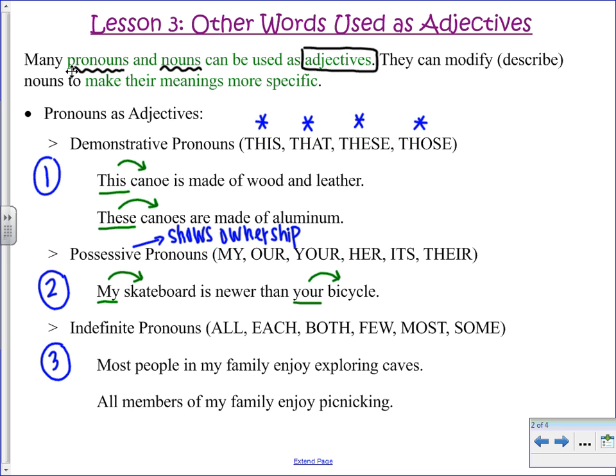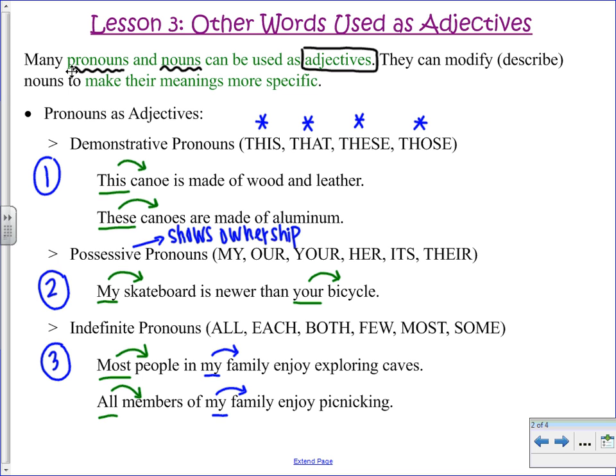So in our sentences, our first sentence: most people in my family enjoy exploring caves. Most, the indefinite pronoun most, is modifying people, telling me which people. And then all members of my family enjoy picnicking. All is modifying members, telling me which one or which ones. Actually, I have some possessive pronouns in here too: my family.